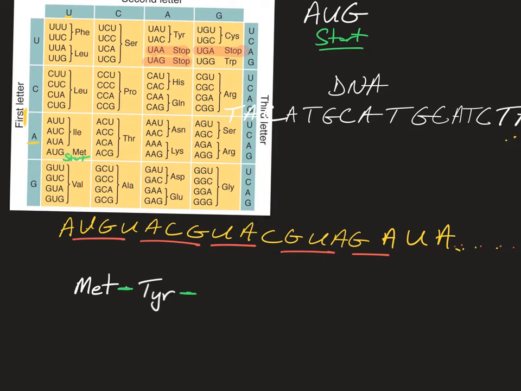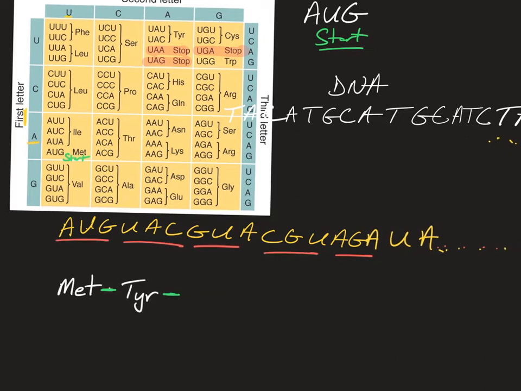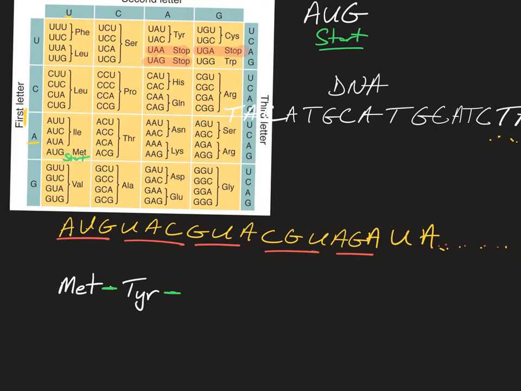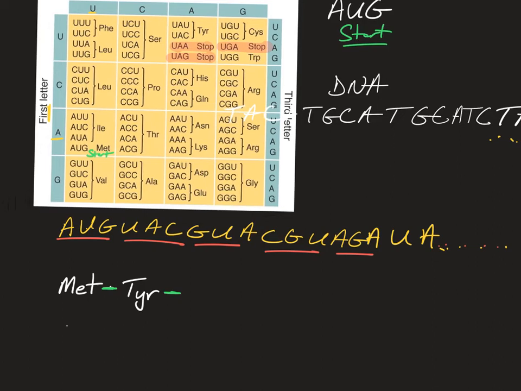Am I right? UAC was, I messed this up, I'm sorry. Next one's GUA. GUA is what? Val. Like Valerie. So GUA is valine. Then, what's the next one? CGU, which is what? ARG. Do you see how easy this is? It really is easy.